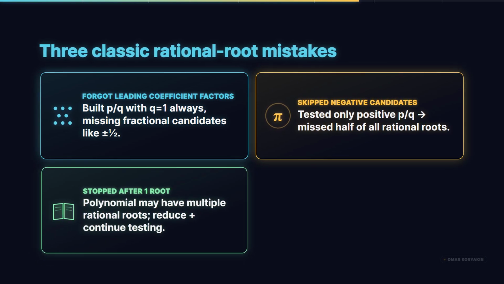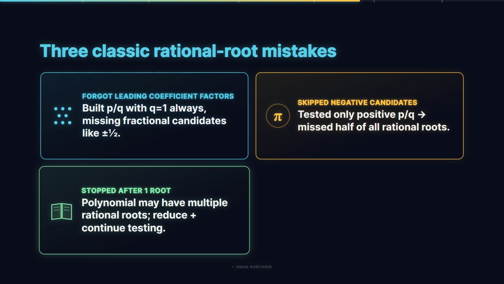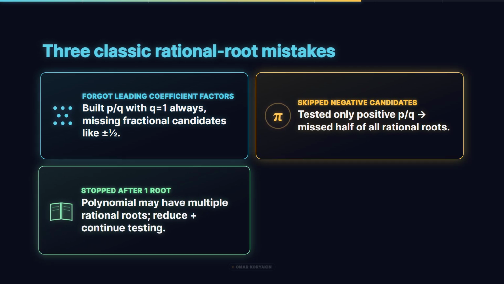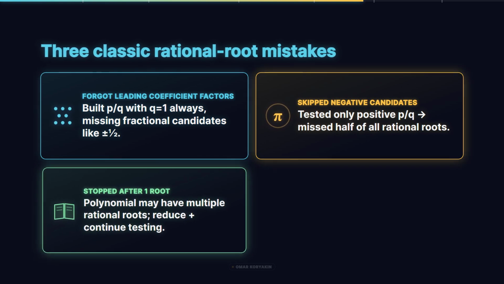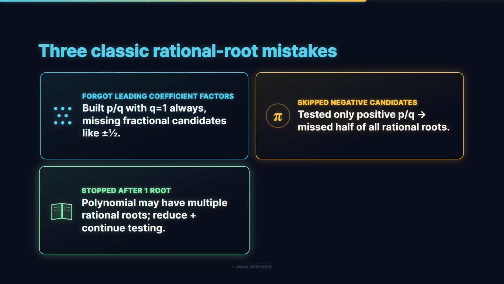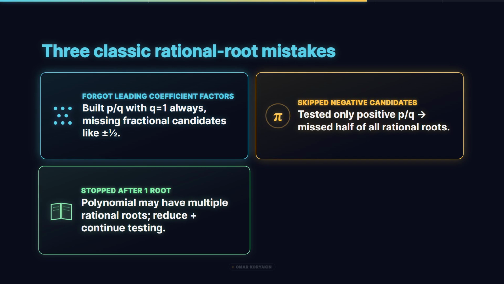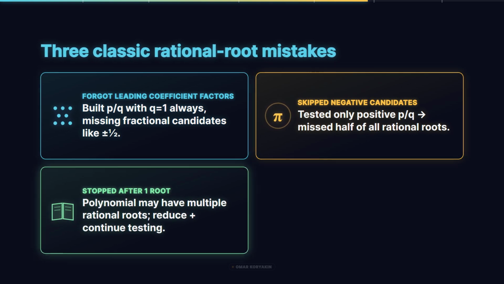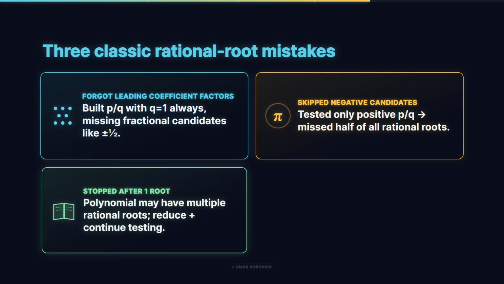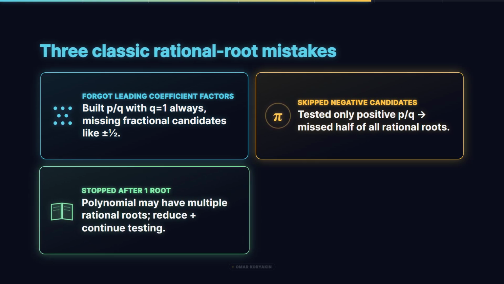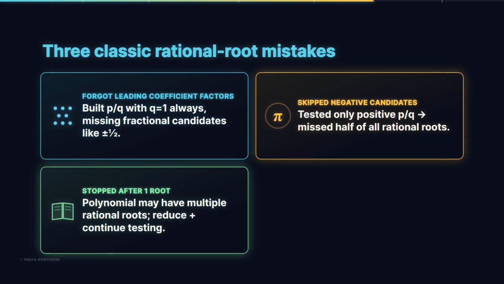Third mistake, stopping the algorithm after finding the first root and assuming the polynomial has only one rational root. A student finds c equals 2 as a root, moves on to factor the remaining quadratic, and ends up with 2 non-rational roots when actually a third rational root was waiting in the candidate list. The fix is to always continue testing remaining candidates on the reduced quotient polynomial after finding each root. The algorithm terminates only when all candidates are exhausted on the current polynomial, not when one root is found.